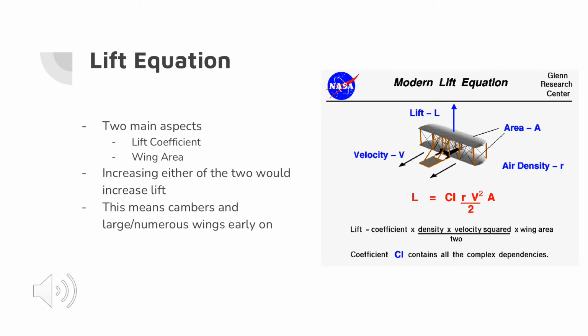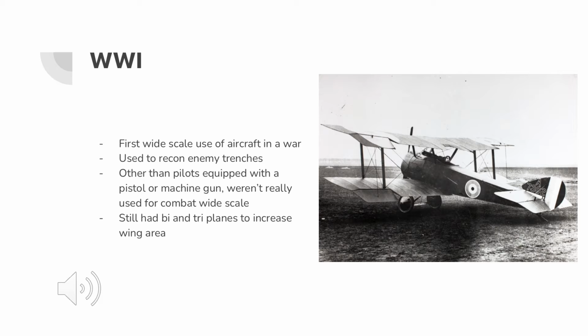The lift equation allows for two easy ways to increase the lift. You can either increase the lift coefficient or increase the wing area. Early planes used cambers combined with large and numerous wings in order to increase lift. During World War I, countries began to slowly introduce airplanes for surveillance. There was really no wide-scale use of combat aircraft. They were mostly used for spotting enemy positions. The most common planes at the time were bi- and triplanes because, as mentioned, more wings means more lift.